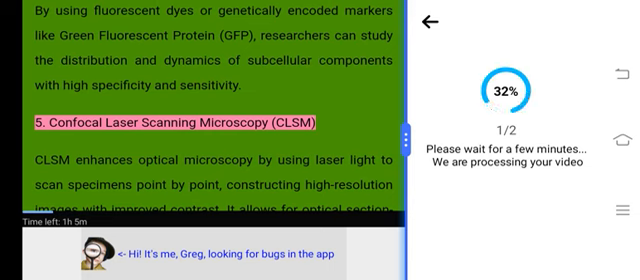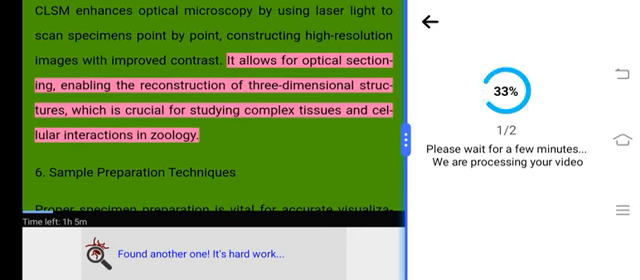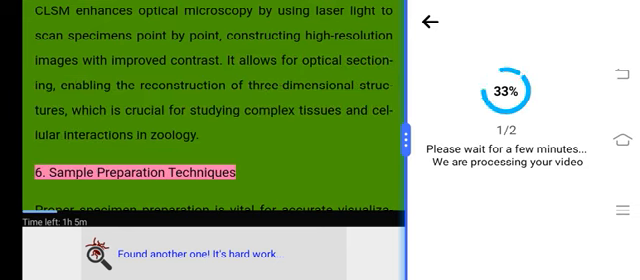5. Confocal laser scanning microscopy, CLSM. CLSM enhances optical microscopy by using laser light to scan specimens point by point, constructing high-resolution images with improved contrast. It allows for optical sectioning, enabling the reconstruction of three-dimensional structures, which is crucial for studying complex tissues and cellular interactions in zoology. 6. Sample preparation techniques.